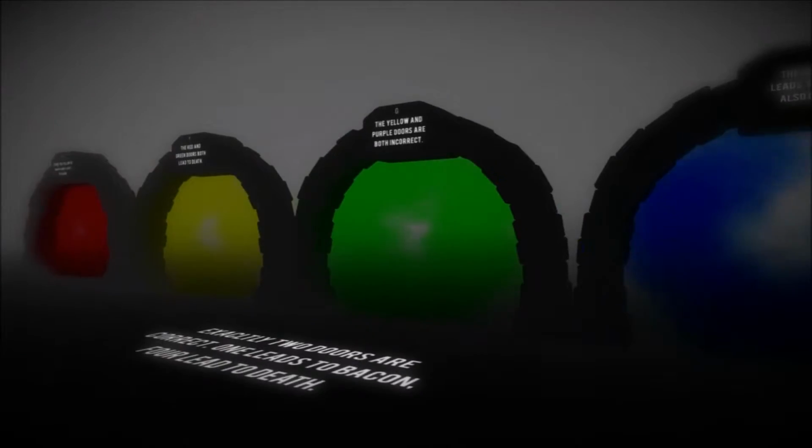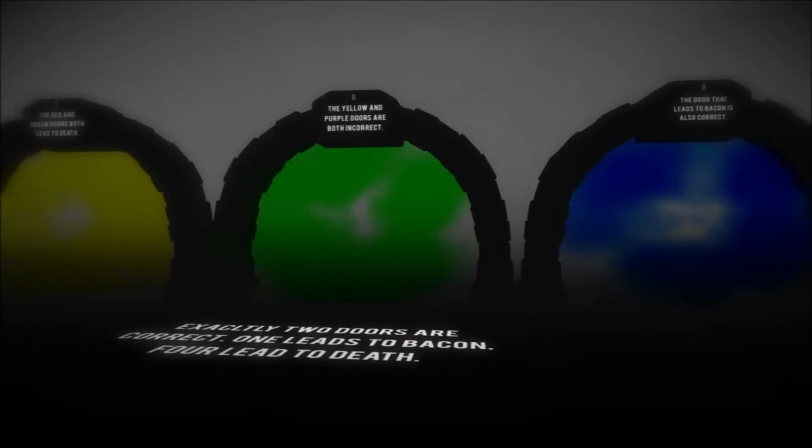The red and green doors both lead to death. Yellow and purple doors are both incorrect. I want to say that... well, wait. I mean, that would leave me with a choice of green and blue. So, one of the doors that says bacon on it has to be correct, right?